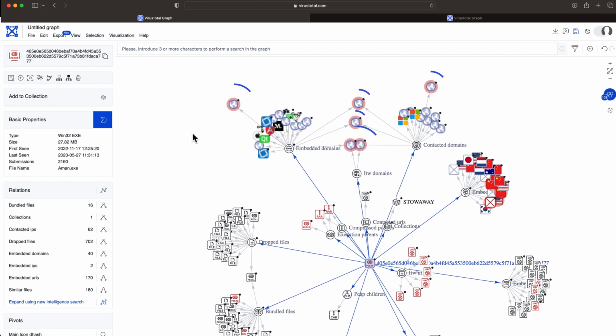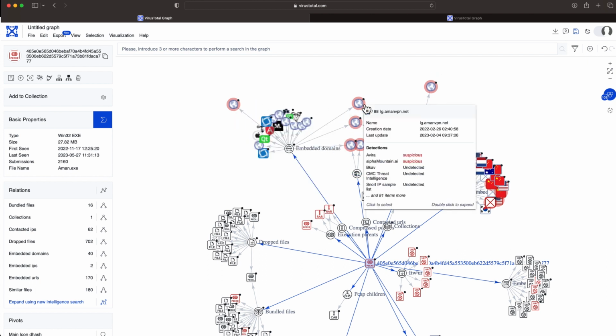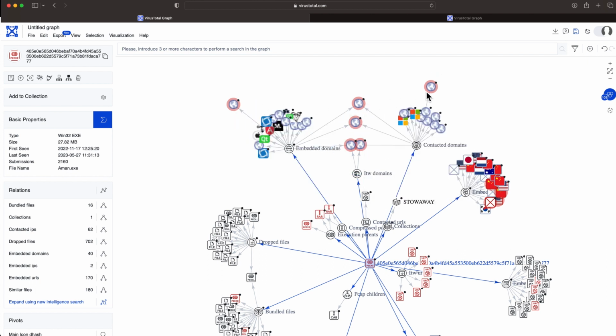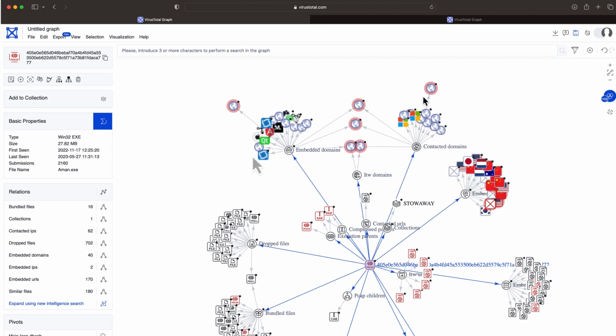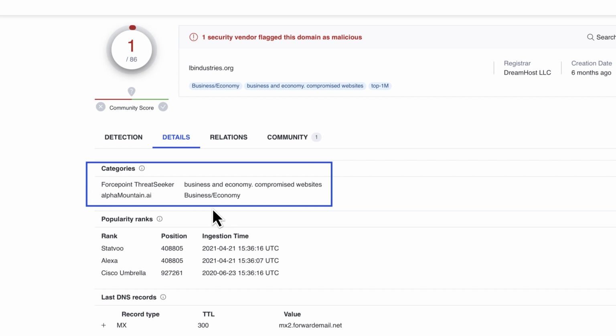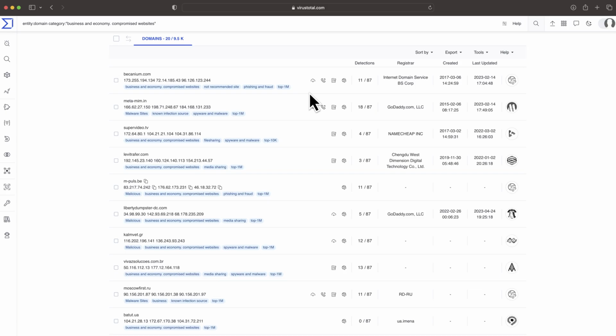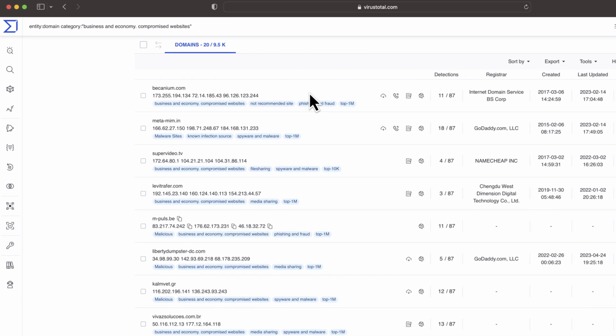AV detections can help us quickly focus on suspicious infrastructure elements. Remember, AVs can also have false positives, especially when having a low detection ratio. It could also be the case that something is legitimate but was compromised by attackers to spread their malware. AV vendors provide categories for domains and IPs that can help us get additional context.